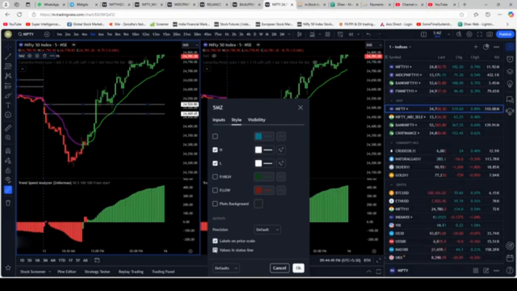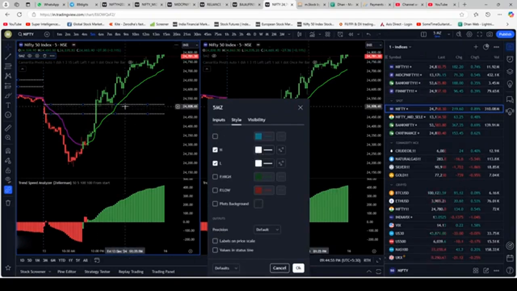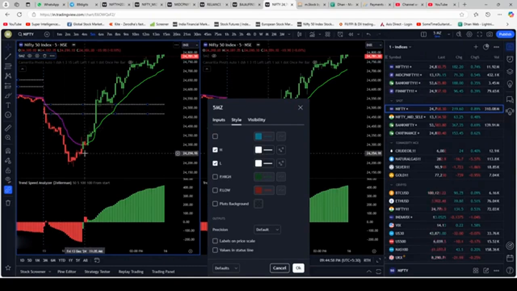Actually you can keep them on if you want, but I don't want to see it. And by default it comes in some other colors. So I have just chosen white because I want to see the first 5-minute candle high and low. That's it, and I don't want to see anything else it shows. If you want to see the moving average also, then you can click on it. The moving average may be something like between 20 and 30.